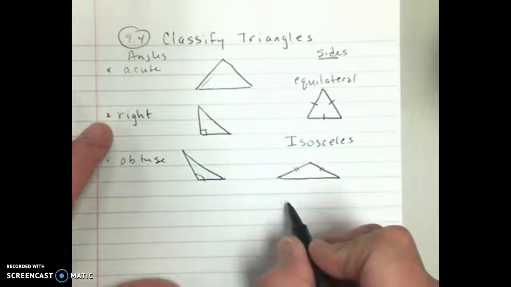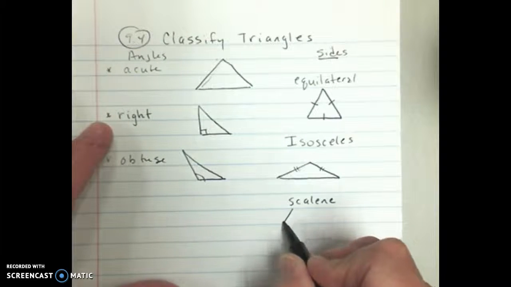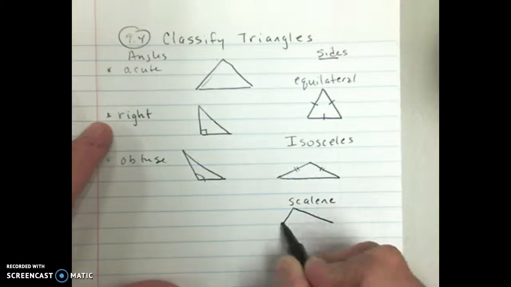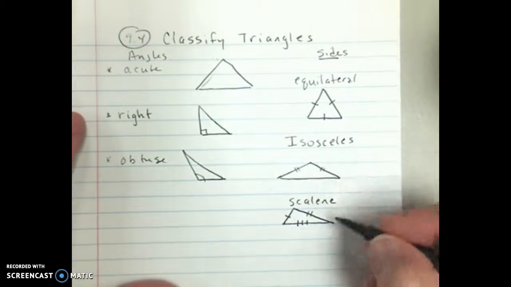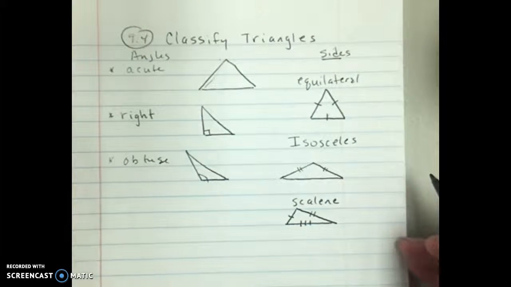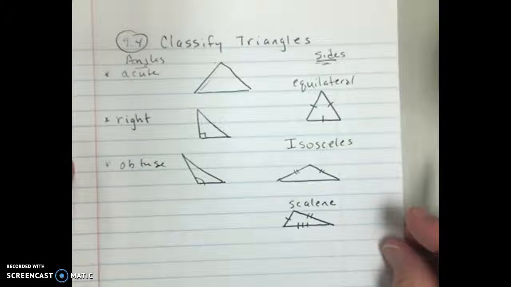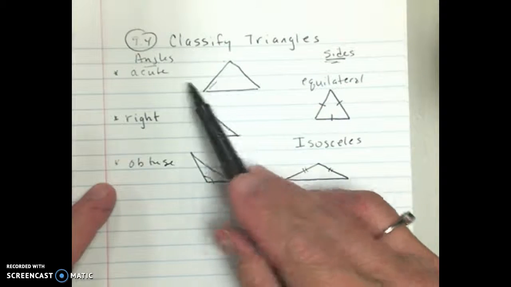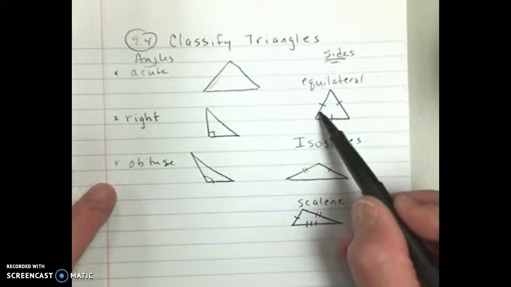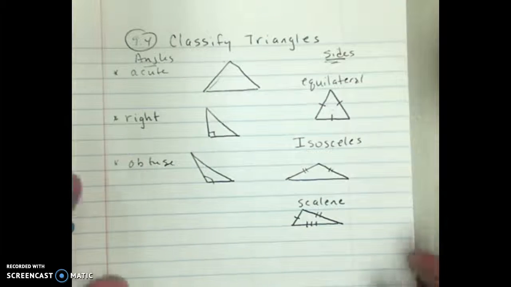And then finally, we have a scalene triangle. And a scalene triangle is a triangle where all the sides are different lengths. So this might be one length, this might be one length, and that might be one length. And there's usually little marks on there to let you know that. So triangles can be classified by angles, and they can be classified by sides. So if we said we had an equilateral, we could have an acute equilateral triangle, which means that all these angles are less than 90, and they are also the same size and length. So let's go from there.